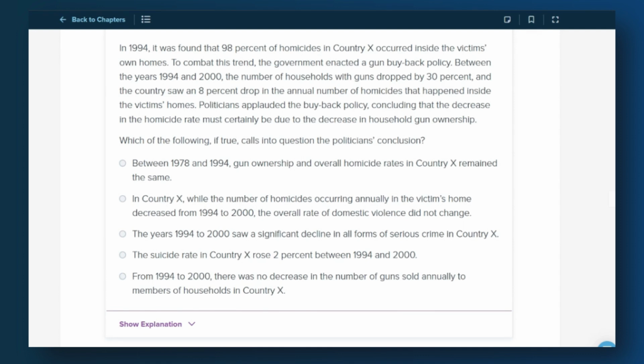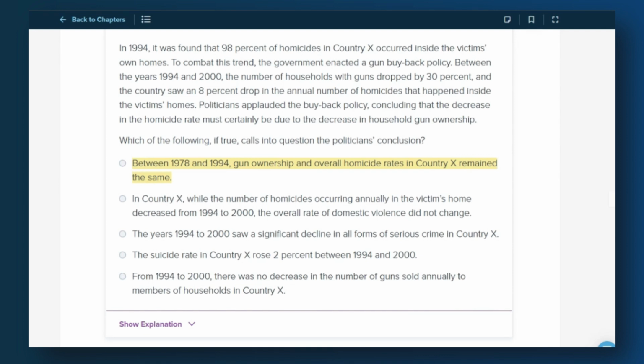Which of the following, if true, calls into question the politician's conclusion? Whenever there are years or timelines involved in a question, pay close attention. In cause and effect arguments, because order plays such a large part, be aware of timelines. The conclusion is easy to find here after the word concluding. Right here. Our cause is decrease in household gun ownership due to the buyback program, and our effect is decreased homicide rate. Let's see which one of these weakens the argument.